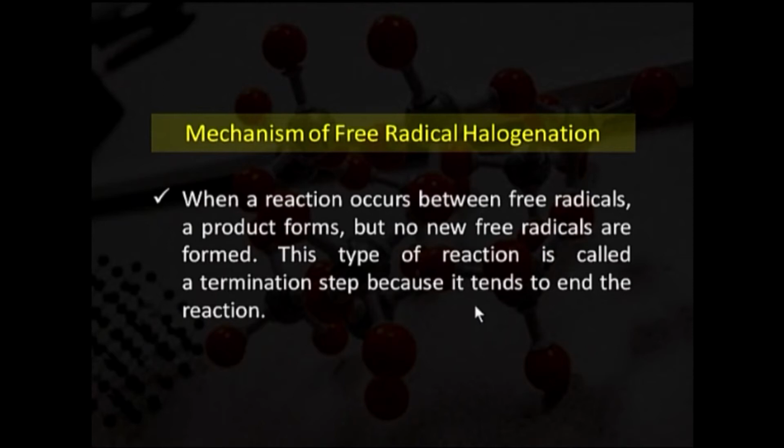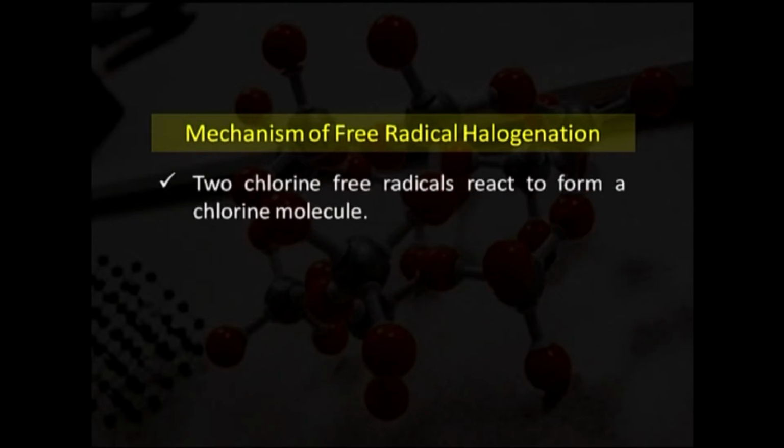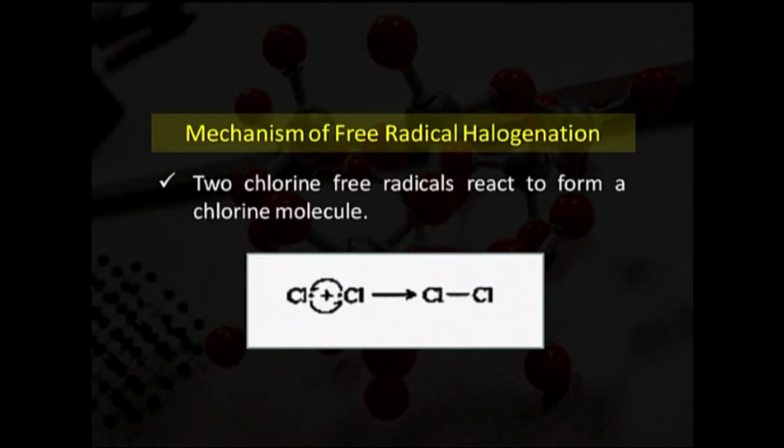So, when a reaction occurs between free radicals, a product forms, but no new free radicals are formed. This type of reaction is called a termination step because it tends to end the reaction. Two chlorine free radicals react to form a chlorine molecule. Here we are seeing in this figure that this is one free radical and this one is another free radical. When combined together, we get this chlorine molecule, which is not a free radical.